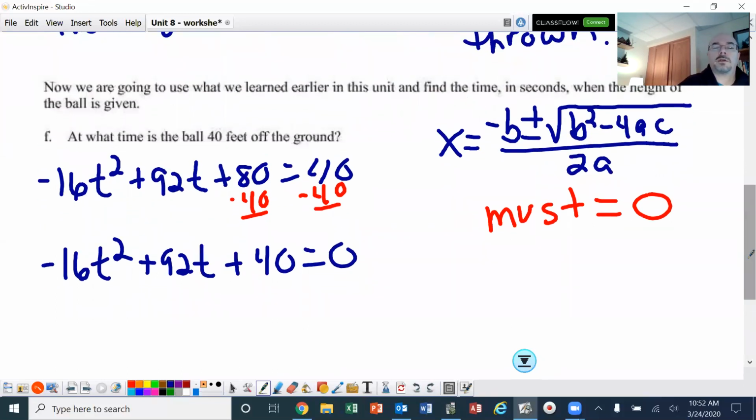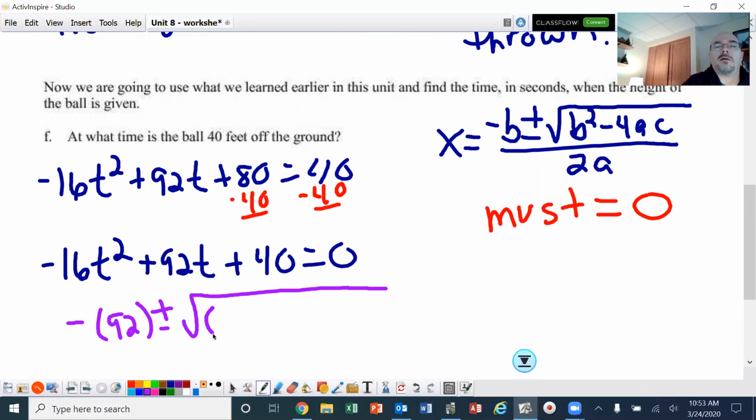All right, here we go. I'm going to plug in the numbers. Let me switch colors here. Let's go with purple. So negative b. So we're going to go negative 92, please use parentheses, plus or minus the square root of 92 squared minus 4 times, let's see, that would be negative 16. Okay, that's terrible. Let me back that up.